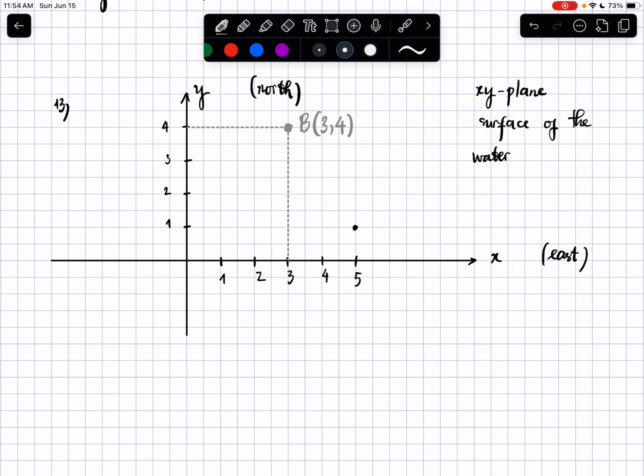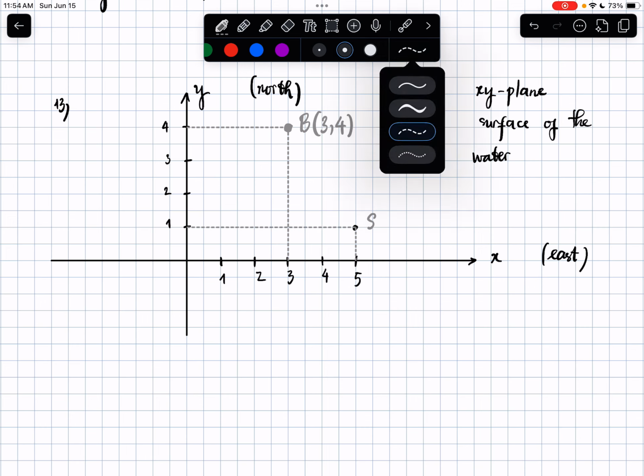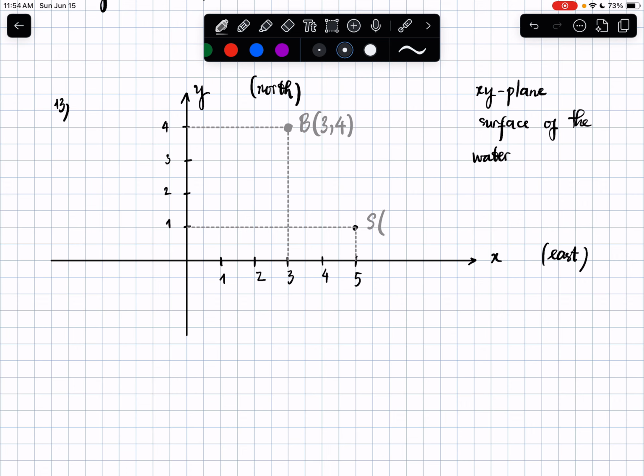The submarine is 9 units below the point S. So this is S. The point S has coordinates 5, 1. But the submarine is 9 units below. So first, S has coordinates 5, 1.